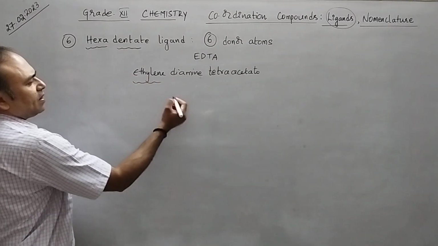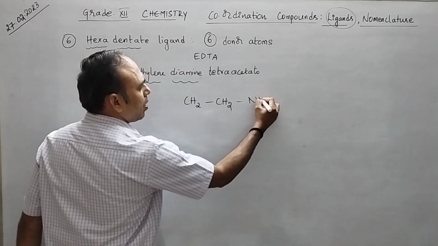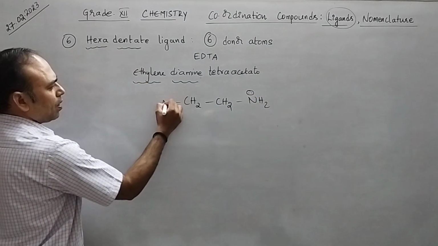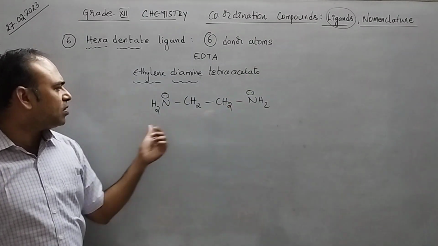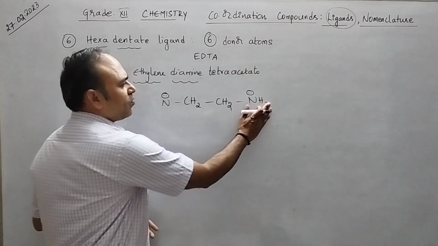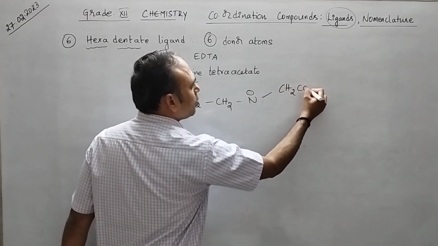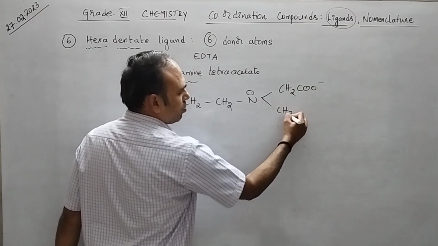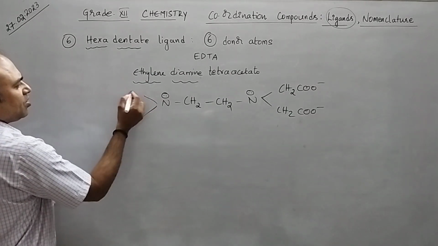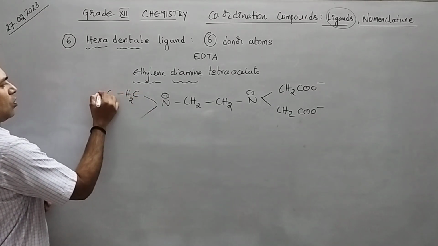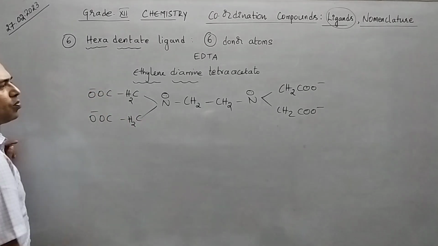First and foremost thing, write ethylene group CH2CH2. Next diamine NH2 and NH2. Next to write 4 acetate groups, we need to remove all the 4 hydrogens. So here we can remove hydrogens. Now substituting the hydrogens with acetate group CH2COO minus, and on the other side also we can substitute with acetate groups CH2COO minus. Hope you have understood this.